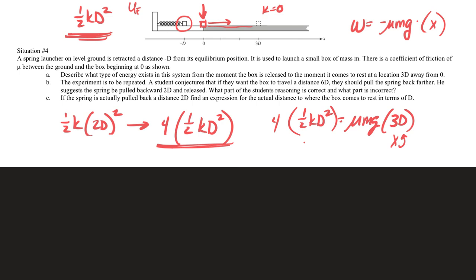Oh, question C. If the spring is actually pulled back a distance of 2d, find an expression for the actual distance to where the box comes to rest in terms of d. Have we done that? Now, if you don't understand why I did this, that's reasonable. It's reasonable to not understand why I did that. So I would like to explain that if you want to see it. So here's how I would explain it to you.